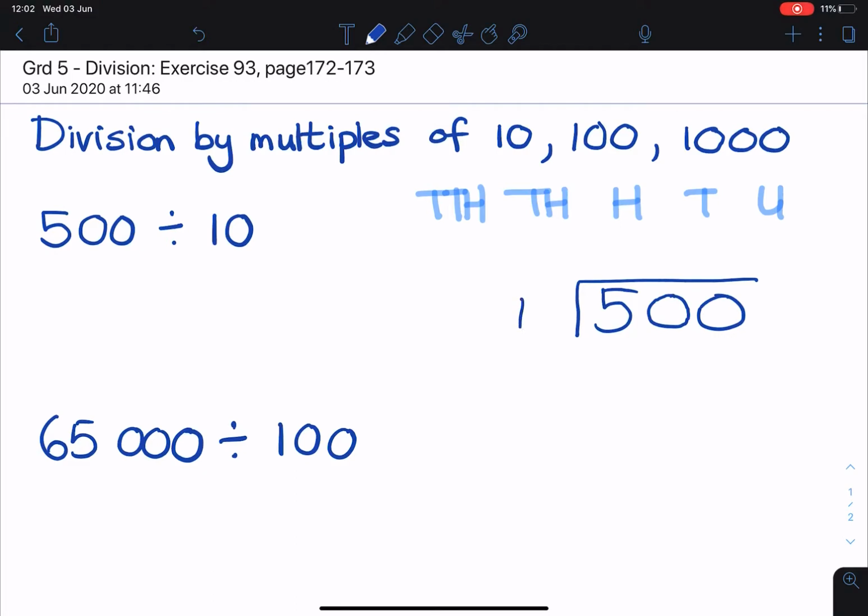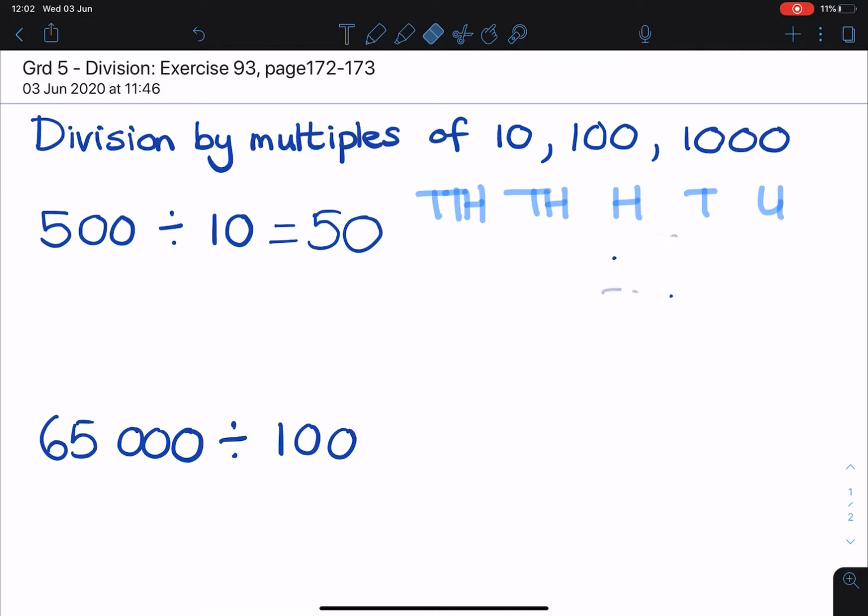So 500 divided by 10. 10 does not fit into 5. 10 goes into 50 5 times. No remainders. And 10 goes into 0 0 times. So our answer is 50.